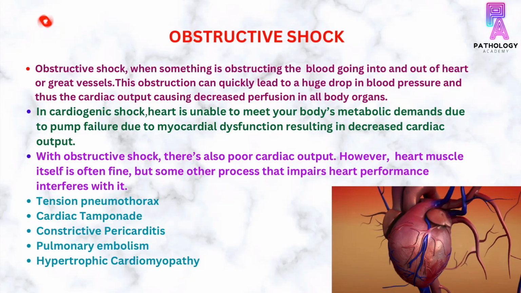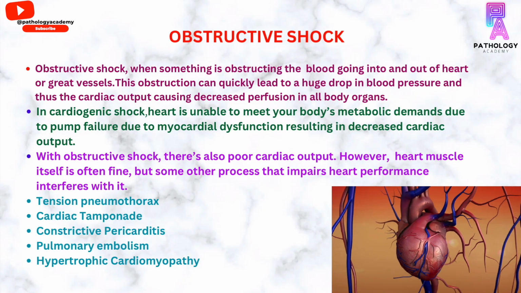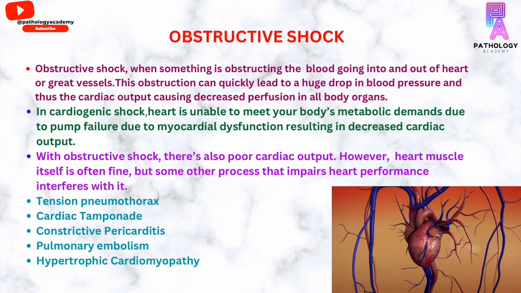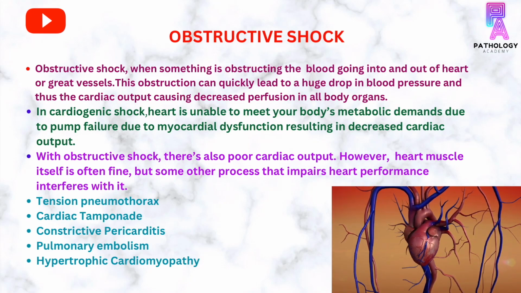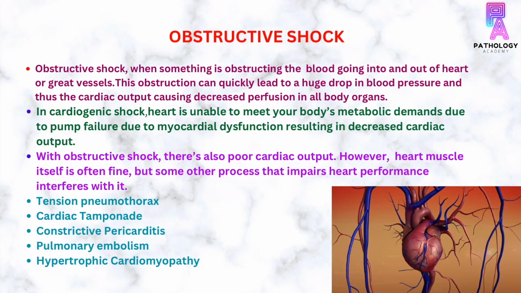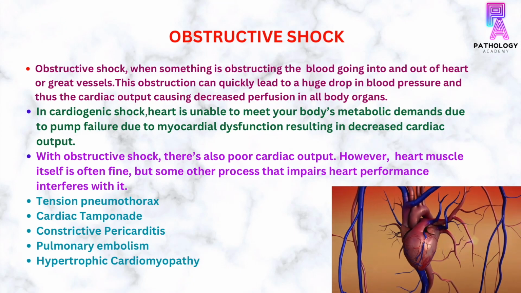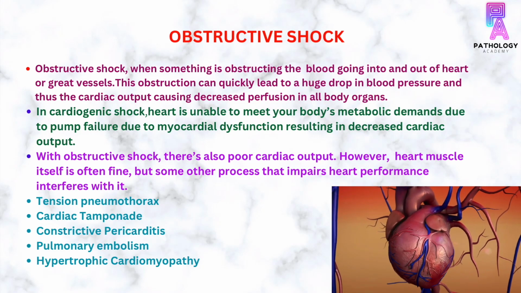The most common causes of obstructive shock are tension pneumothorax, cardiac tamponade, constrictive pericarditis, pulmonary embolism, and hypertrophic cardiomyopathy. In this video, I will be explaining each of these causes in detail.